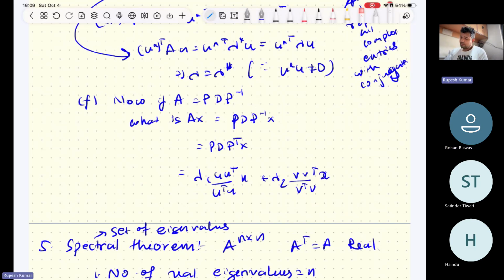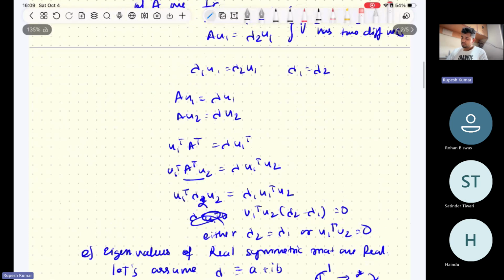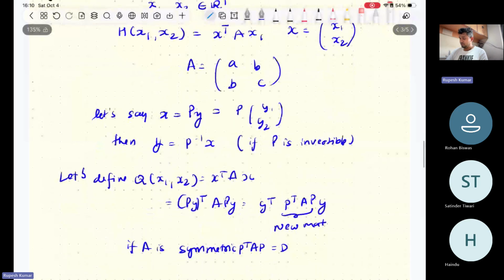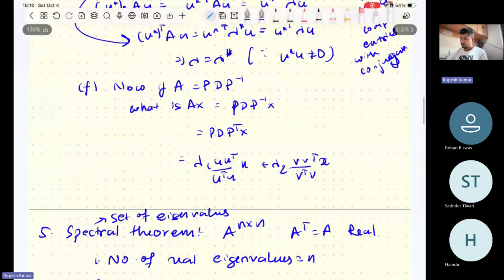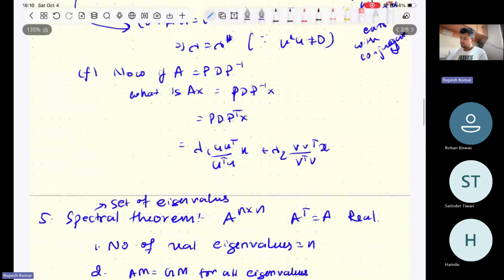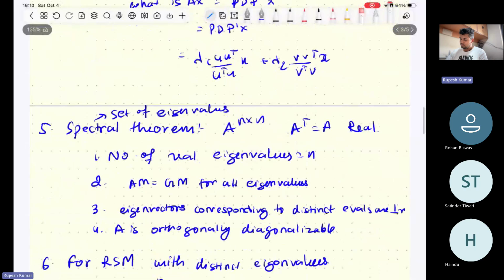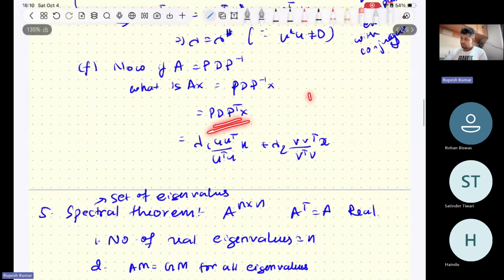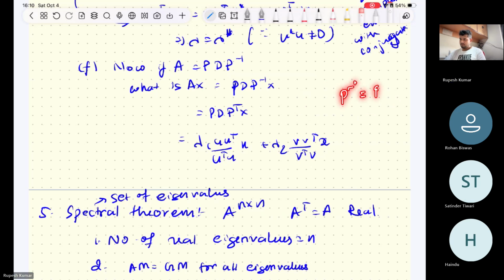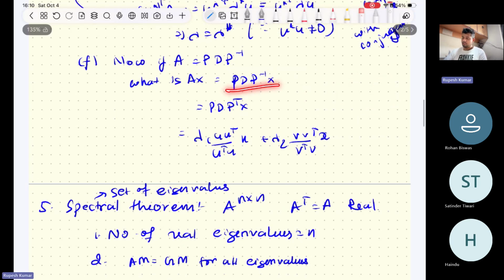Fine. Now you will observe that for real symmetric matrices, the eigenvectors form an orthogonal set. That we already saw. So P inverse will be P transpose. Was this covered in the class? Yes, I think so. So you can always write this PDP inverse as PDP transpose, since P is an orthogonal matrix.